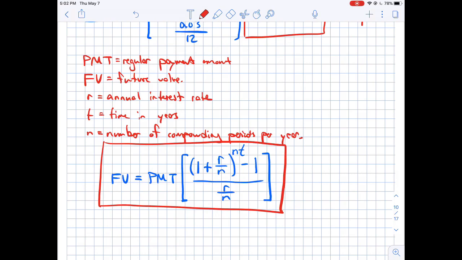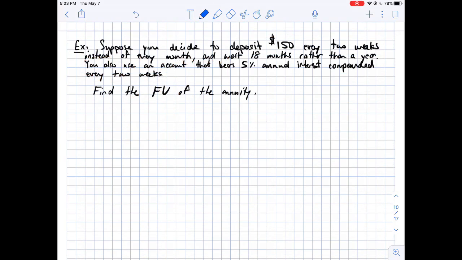So we know our formula. Let's go and do an example using it. Let's consider a related situation. Instead of doing it monthly, we're going to deposit $150 every 2 weeks instead of every month. And we're going to wait 18 months rather than a year. And we're going to use an account that has a 5% annual interest rate compounded every 2 weeks.